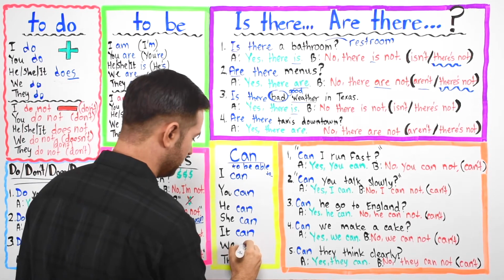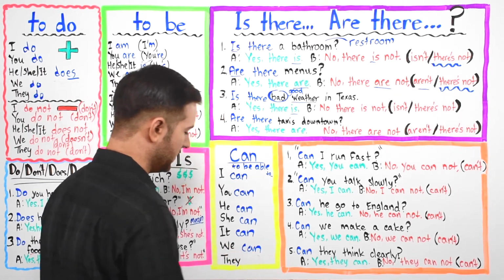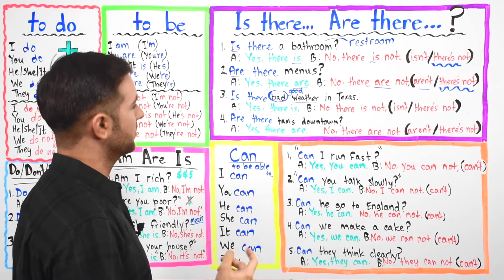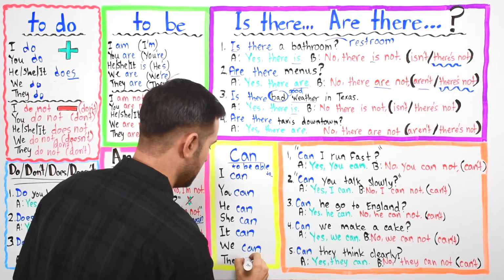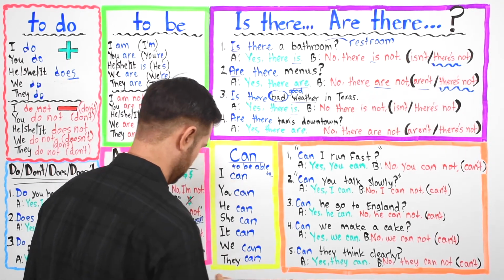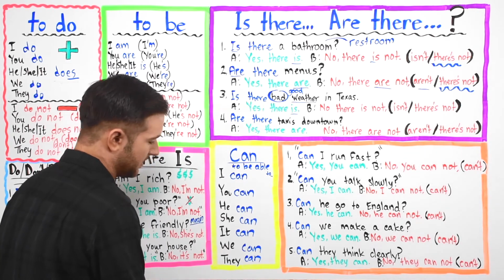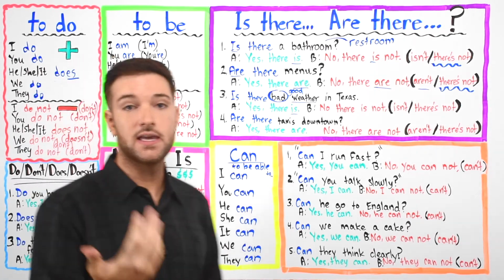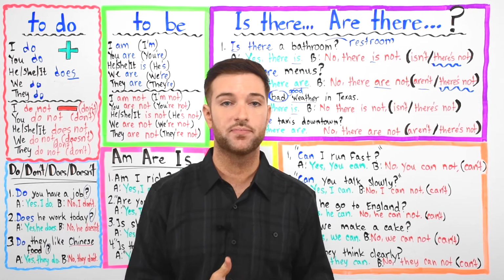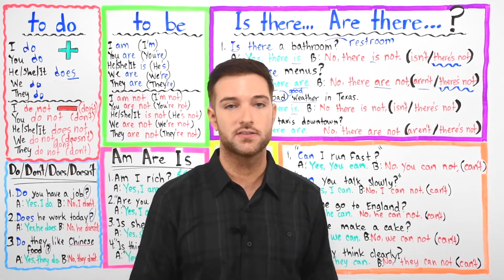We can talk, right? We can talk to each other. They can, you've got to say, they can make, right? They can make a cake, or they can make this or that. Okay, they can, we can, etc.